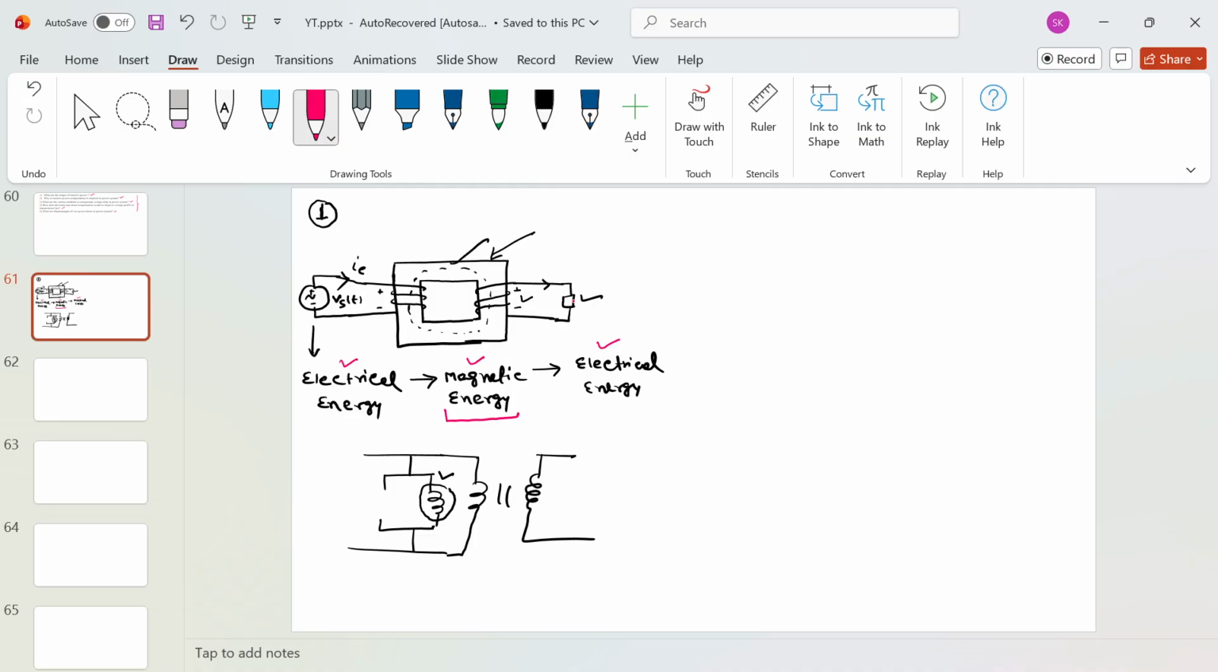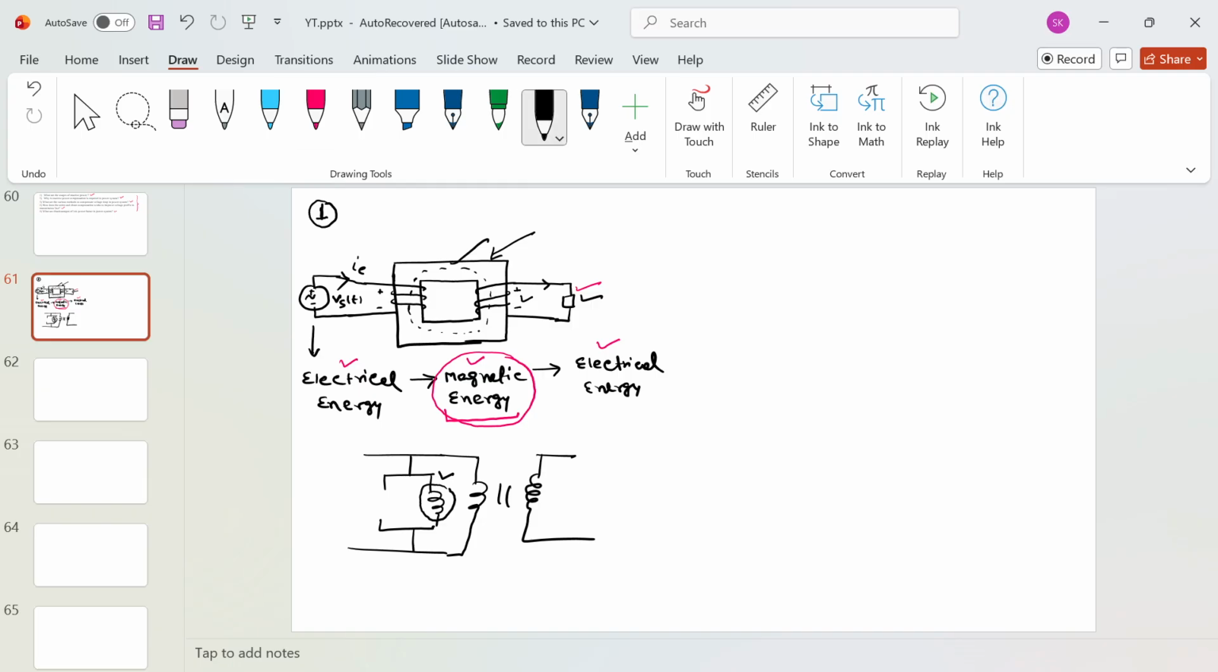If it is a resistive load, that entire electrical energy will be consumed in the resistance. So without having magnetic energy, or we can say without having any reactive power in the system, you cannot transfer the active power. This is from the transformer point of view.